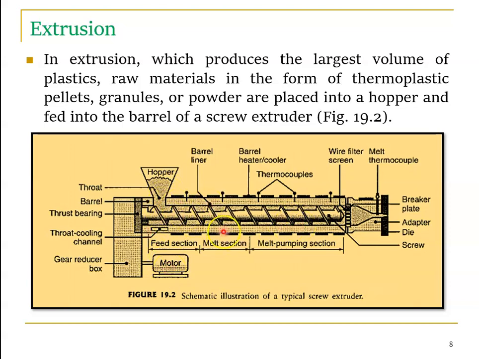We have three sections called the feed section, the melt section, and the melt and pumping section. The feed section is used to provide the input material. In the melt section we increase the temperature of the raw material and it converts to a molten state. In the melt and pumping section we increase the pressure. Finally we have a nozzle, and it will extrude.